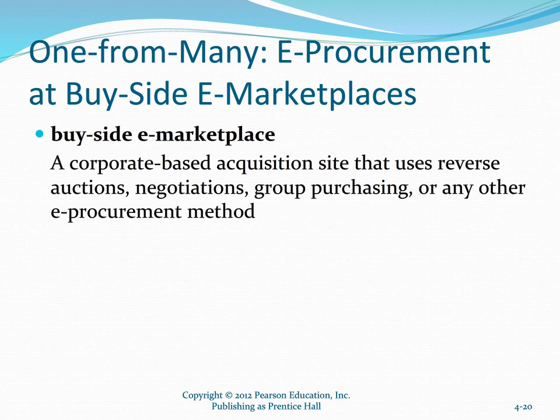Buy-side e-marketplaces are perhaps not quite as intuitive as sell-side e-marketplaces. A buy-side e-marketplace is a corporate-based acquisition site that uses reverse auctions, negotiations, group purchasing, or any other e-procurement method. Basically, large buyers can open their own marketplaces called buy-side marketplaces and invite sellers to browse and offer to fulfill orders. And basically it sets up this competitive marketplace where, because you're such a large buyer, you have lots of sellers that want to come to you and try to make deals, and essentially drives the price down, which is good for the large buyer.